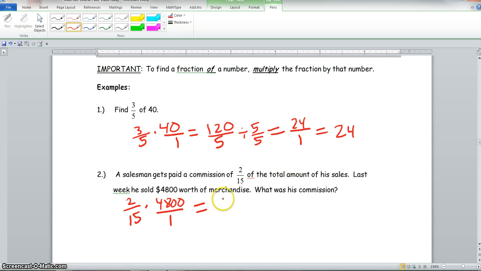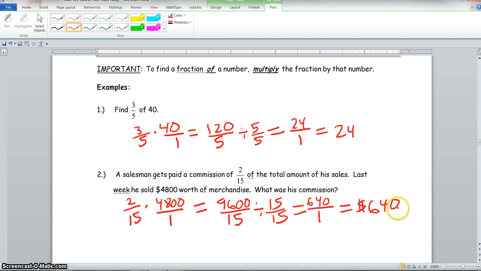2 times 4,800 is 9,600. And 15 times 1 is 15. Now, both of these have 15 in common. Now, we could divide that. 9,600 divided by 15 will give us 640. All over 15 divided by 15 is 1. So our final answer will give us $640. And that would be his commission.